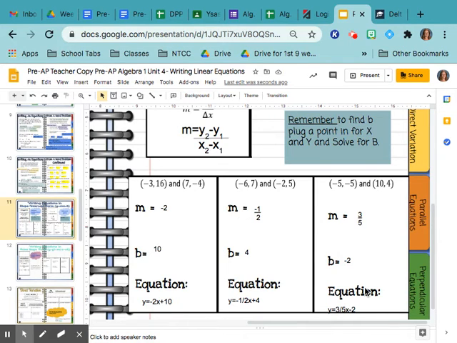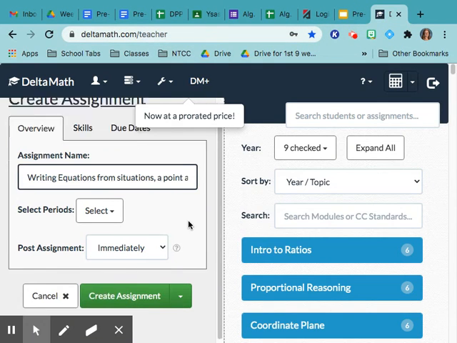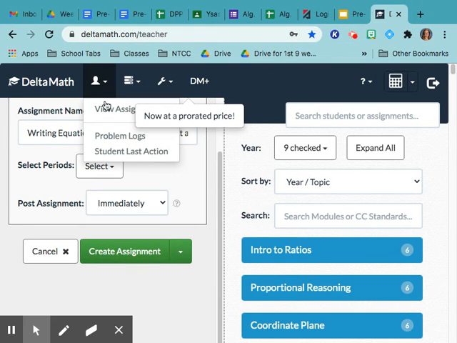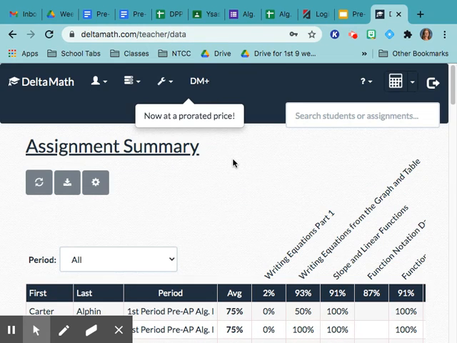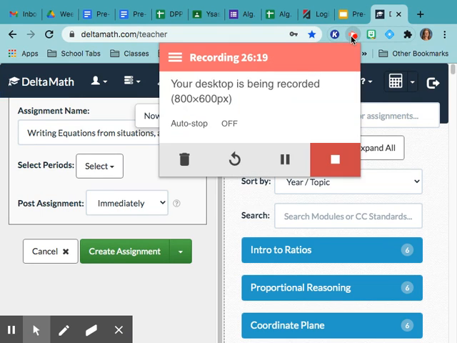Okay, so we're only doing slide 11 today, and your assignment is on Delta Math. Make sure you work out these problems in your journal. I believe there are 10 problems. Let me check and see. Is the assignment writing equations part 1? So make sure you complete the assignment before Monday. You have about 10 minutes left.